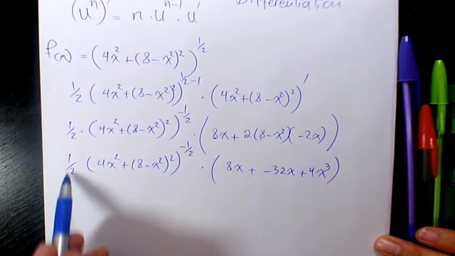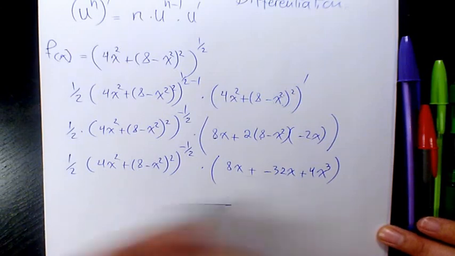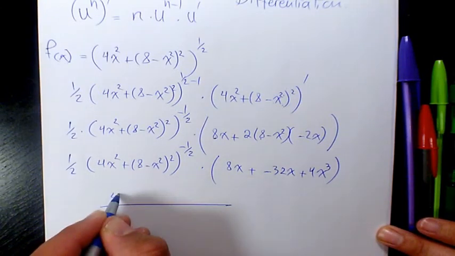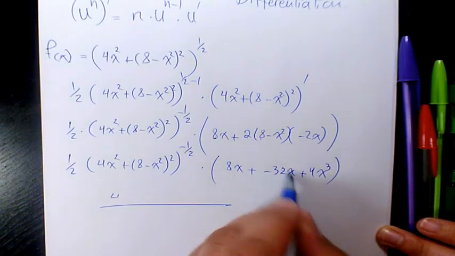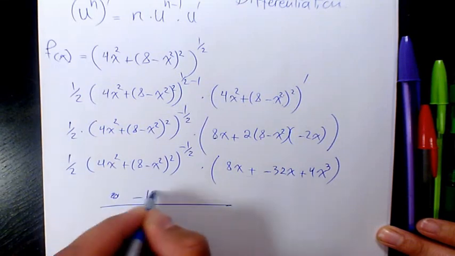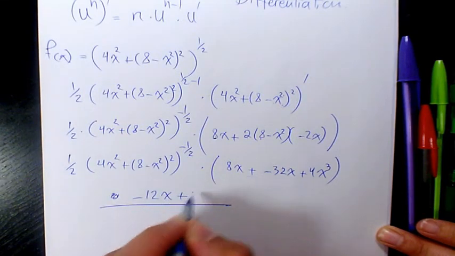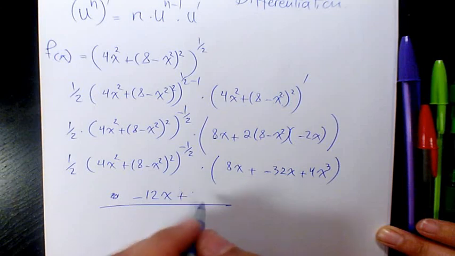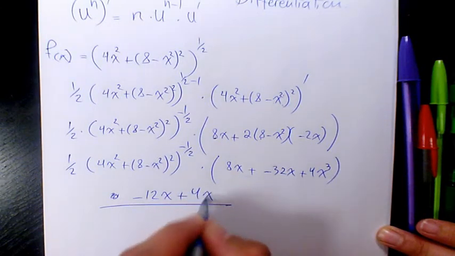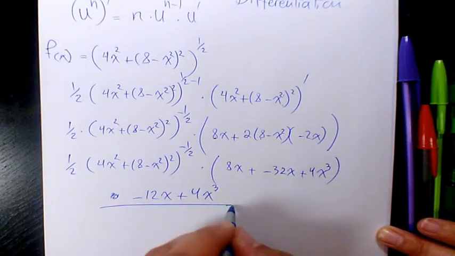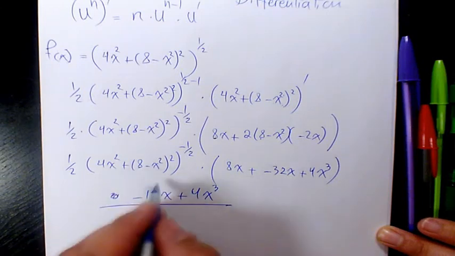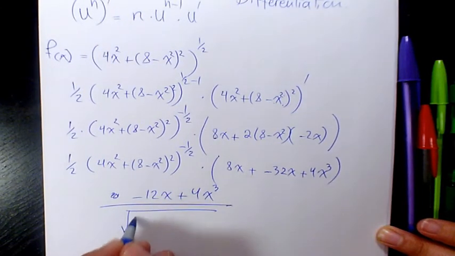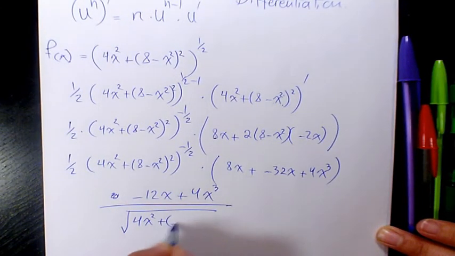Then when you multiply it by 1/2 and simplify it, it's going to be 4x minus 16x, which is negative 12x, plus 4x cubed, divided by the square root of 4x squared plus (8 minus x squared) to the power of 2.